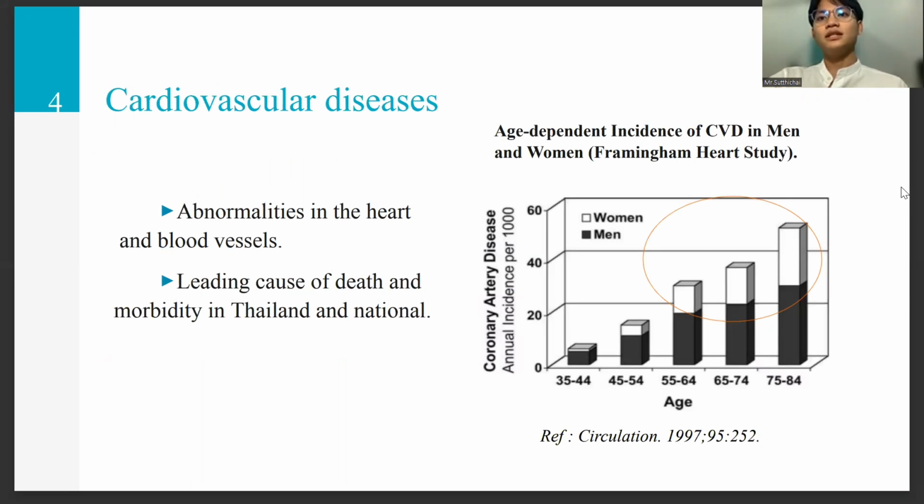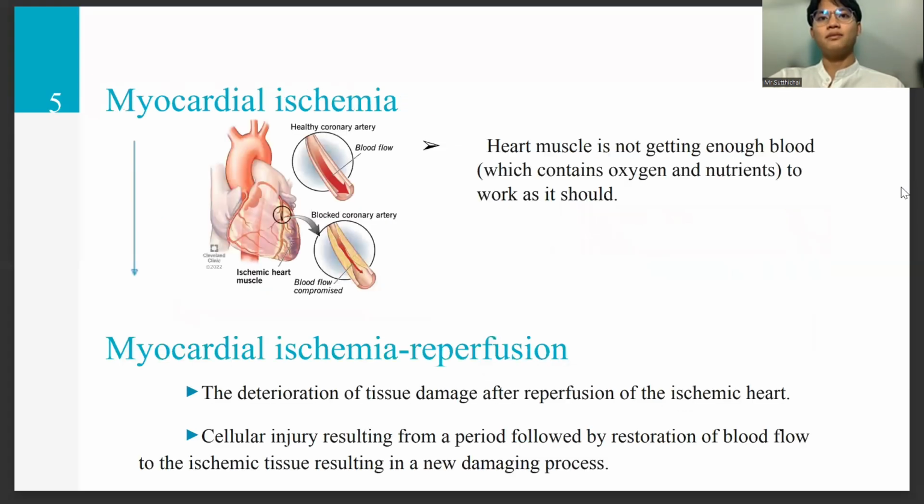cardiovascular disease or CVDs is a condition that causes abnormality in the heart and blood vessels. It has many forms such as atherosclerosis, hypertensive heart disease, and valvular heart disease. Cardiovascular disease is a leading cause of death in Thailand and abroad. In some cases, there are no symptoms of the underlying disease or there are symptoms of another disease. In such cases, the patient does not receive the correct treatment and can die. The most common CVD is myocardial ischemia. Myocardial ischemia is when the heart muscle does not get enough blood, which contains oxygen and nutrients, to work as it should.